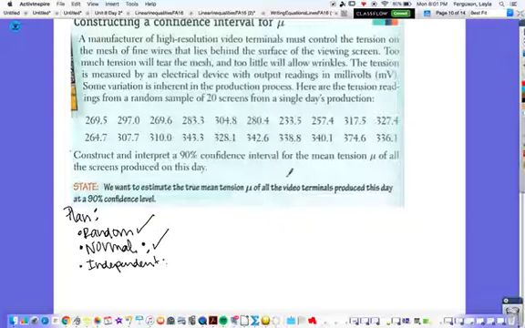Because we are sampling without replacement, we must check the 10% condition and make sure that it is met. Basically we are doing 10 times our number in the sample, which is 20, and that gives us 200. Is it reasonable to think that there were 200 TV screens created in that day? It's probably reasonable to assume that there were that many created in that day, so this works as well.